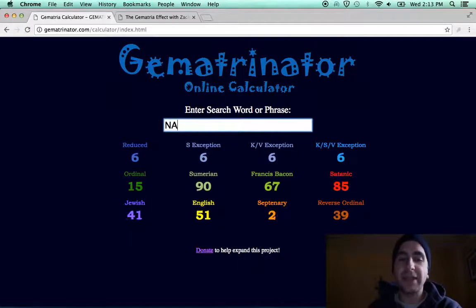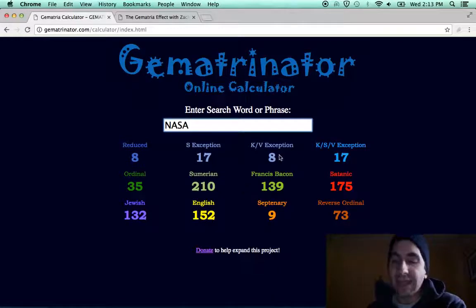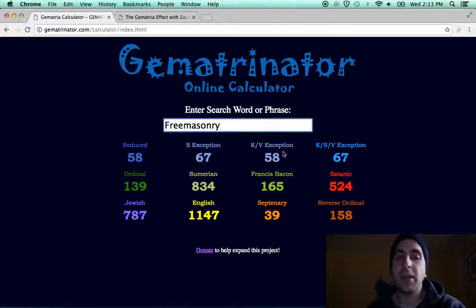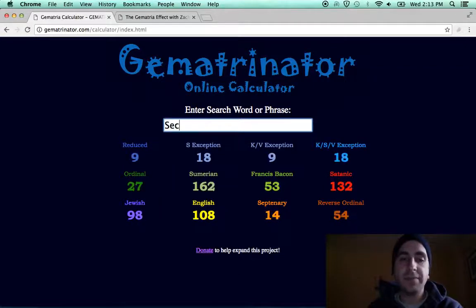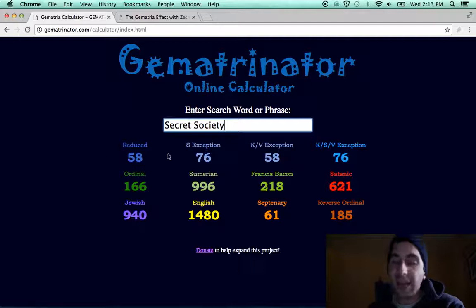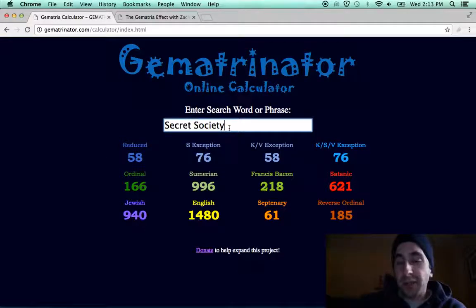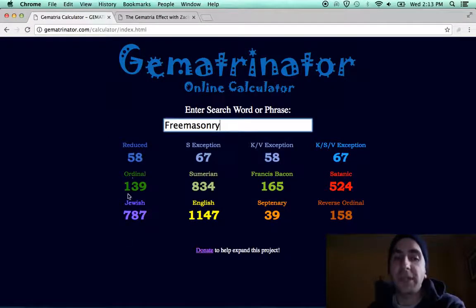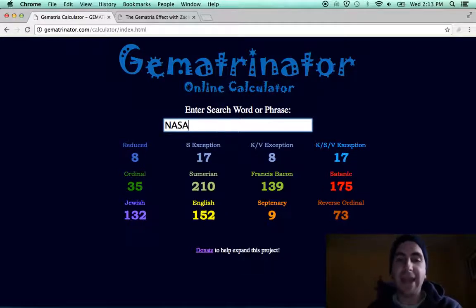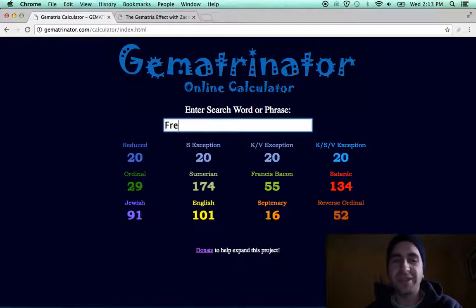And one of the most interesting things I can show you about this is NASA was established in the year 58. 58, very important to Freemasonry. Freemasonry with the reduction method, 58, just like secret society. NASA established in 58. Almost every astronaut in NASA, a Freemason. Freemasonry, using the alphabet, sums to 139. Using Francis Bacon, it sums to 26 more, but just notice, using the alphabet, Freemasonry is 139, just like NASA, established in 58. You see this?